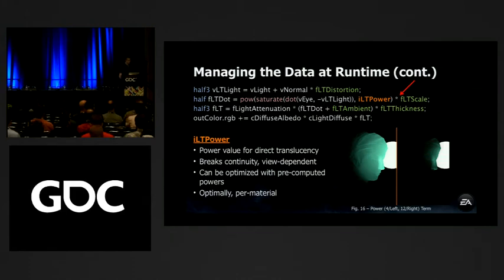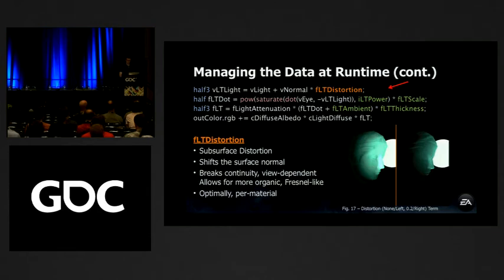As a second parameter, we have a power attenuation, which we use for the view-oriented back translucency, so when the light is behind the object. And while we usually want view-independent effects, this power is very useful because it breaks continuity in a view-dependent way, which allows us to get even more interesting and organic results. Also, as a quick note, you can get rid of this scary power function with some pre-computed powers.